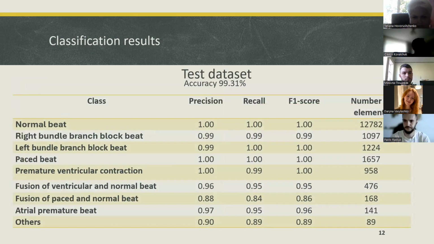Also, we have these statistical results of testing our model with the testing dataset. As you can see, the biggest part of the classes are classified perfectly or almost perfectly. The metric values are lower on 2 classes. These classes are named fusion of paced and normal beats, and other. The reason for this is the lower presence of such signals in the database.